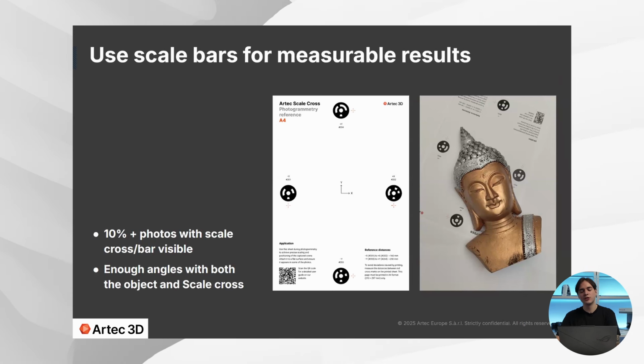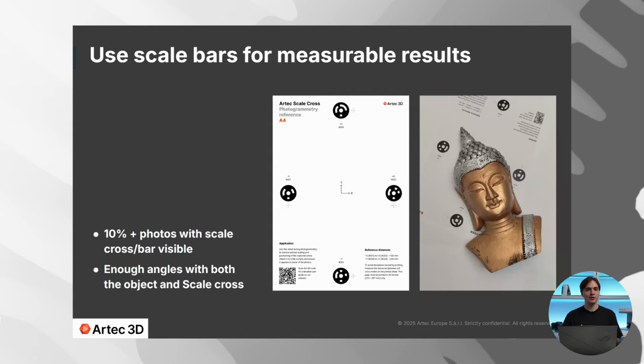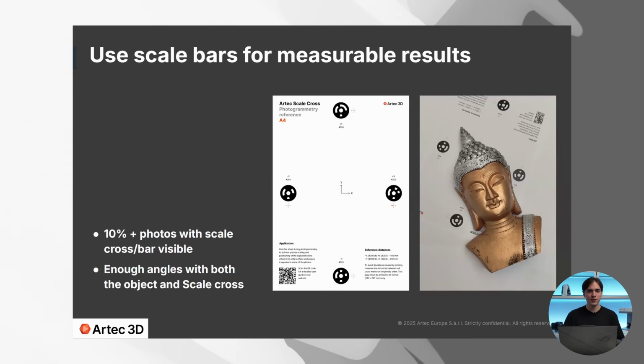It's really important, in order to get good measurable results, that you have at least 10% of photos with the full scale cross or scale bar visible. Then, of course, try to take as many photos as you can from as many angles as you can with the scale cross or scale bar fully visible within those frames to get better results.